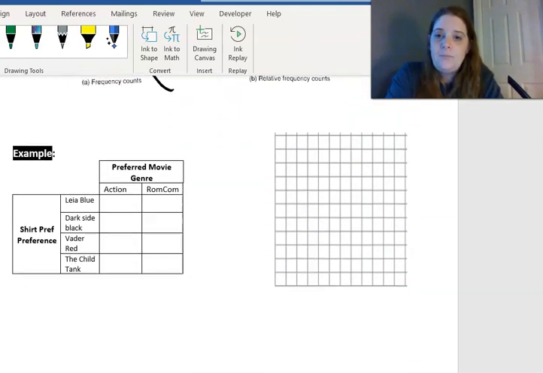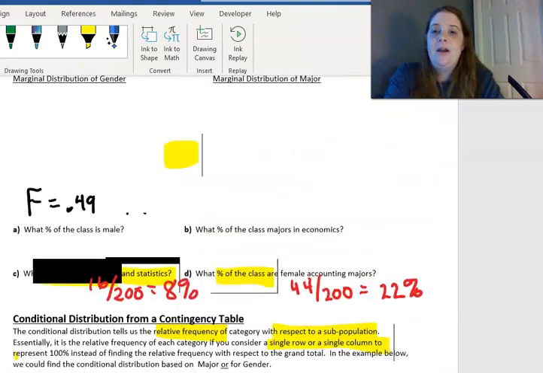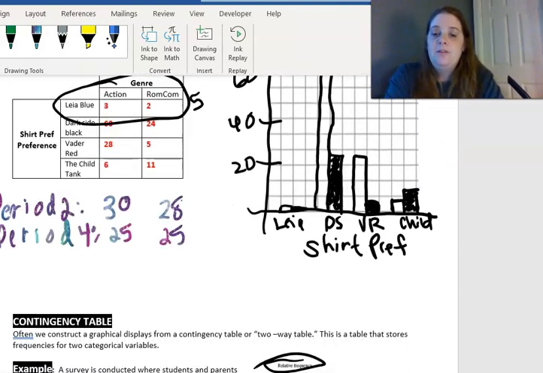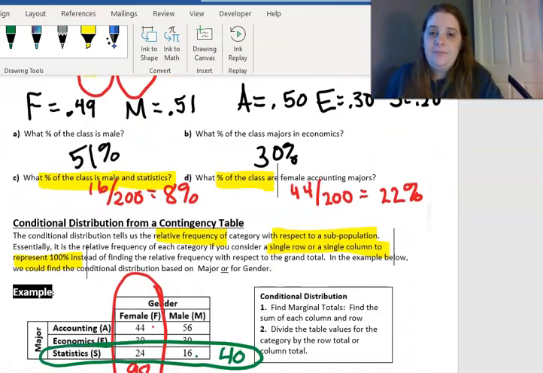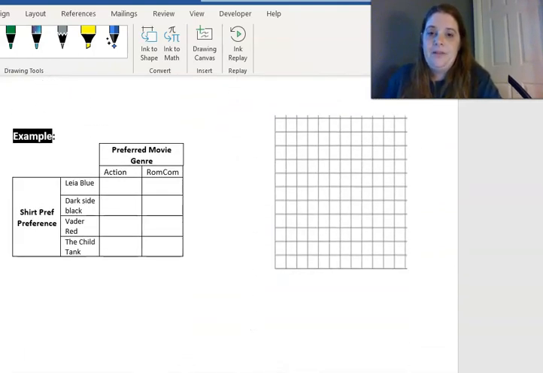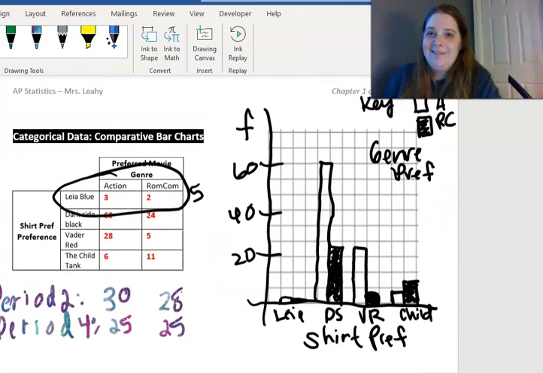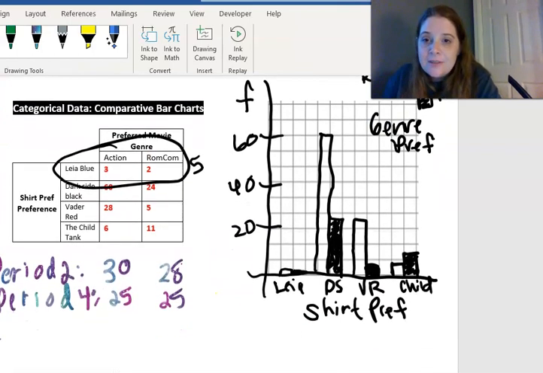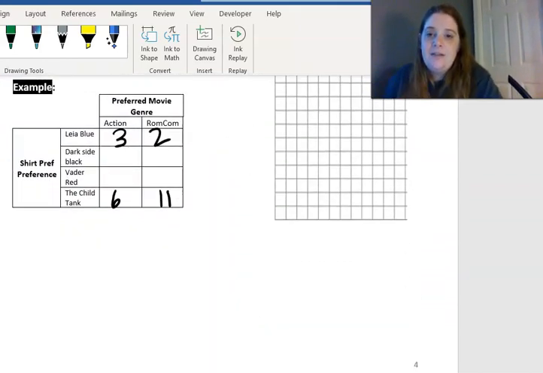All right, so I need to go back and grab these numbers because I did not type them in. Let's see if I can grab those really quick. Those were 3, 2, 60, 24, 28, 5, 6, and 11. By the time I scrolled back, I know this is 6, 11, and that is 3 and 2. All right, I'm getting there. I forgot what it was now. 60, 24, 28, and 5.